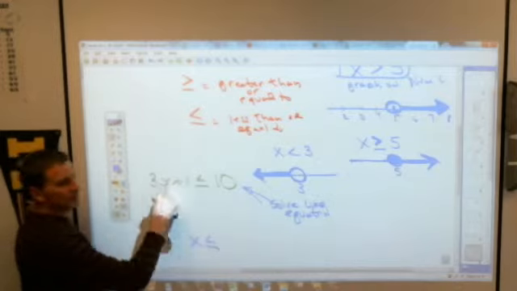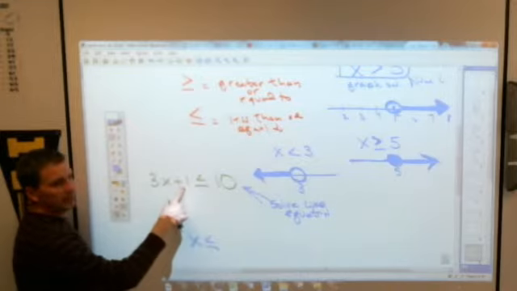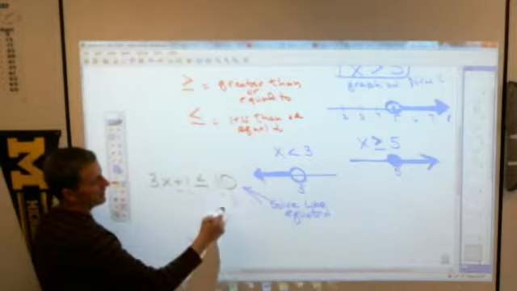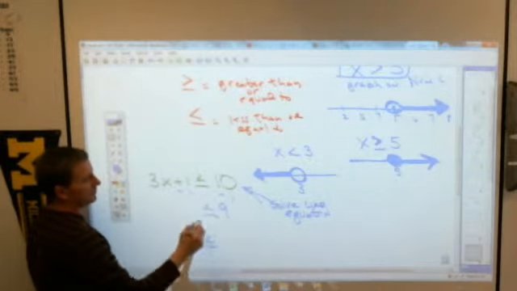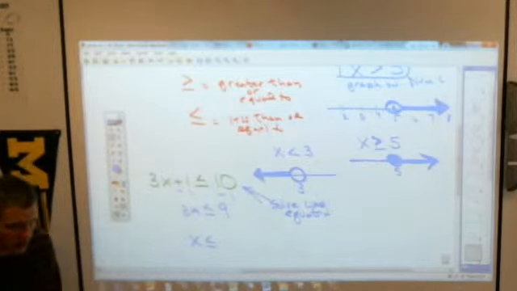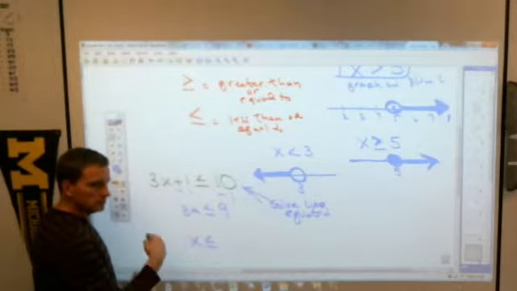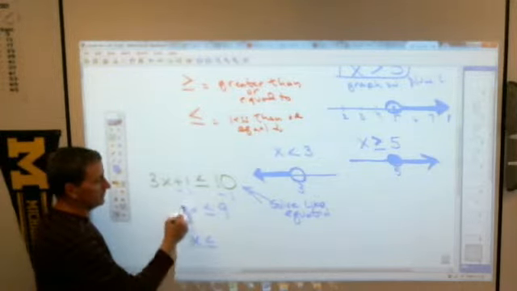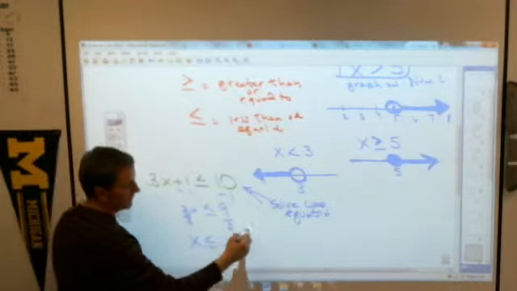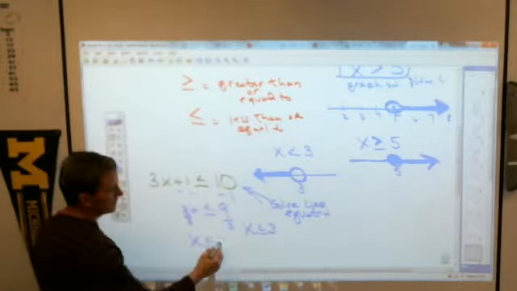What would be the first thing I would have to do here? I need to get rid of the 1, and I do that by, Andrew, subtracting 1. I subtract 1 and I get 9 is less than or equal to 3x. If this was an equation, then I would do what, Chase? Get x by itself, so I now divide by 3. Now x is by itself. And then x is less than or equal to 9 divided by 3, which is 3. Are you with me on that?